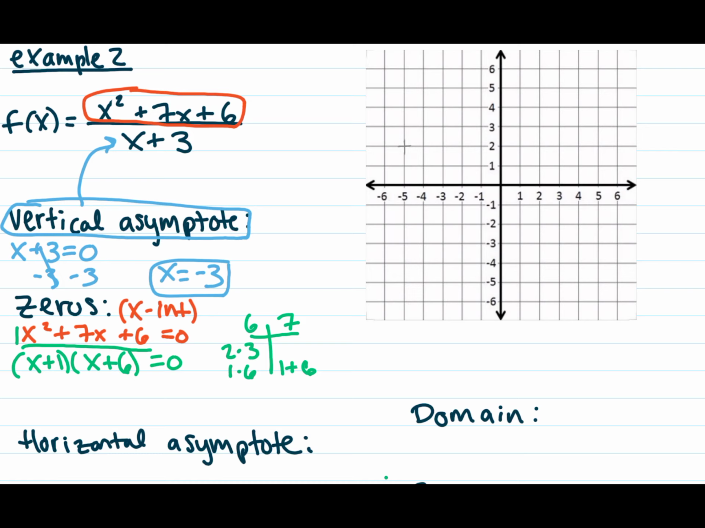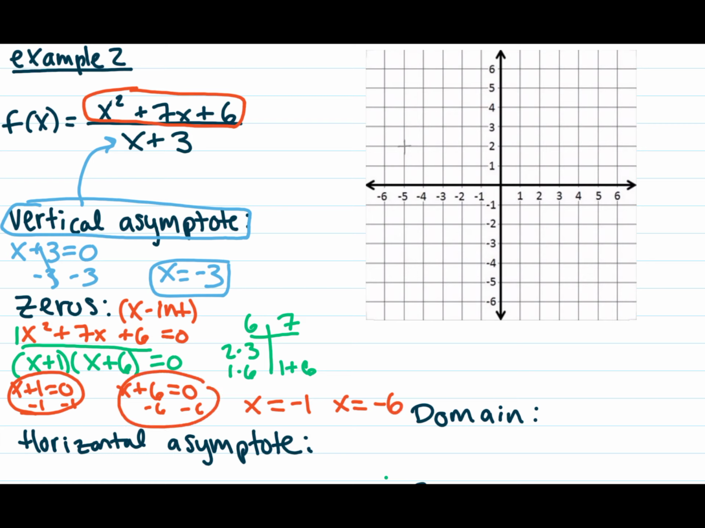equals 0. Remember, it's been a minute since we've done this, but when you have your factors set equal to 0, to solve it, you set each individual factor equal to 0, and you sometimes get more than one answer. So if I subtract 1 here and subtract 6 here, that's going to give me x equals negative 1 from this one, and x equals negative 6 from this one. So I have two x-intercepts here. All right, so that's what that is.